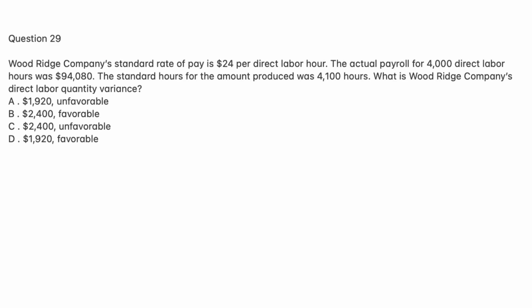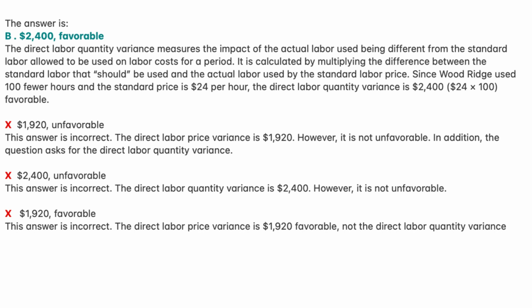Question 29. Woodridge Company's standard rate of pay is $24 per direct labor hour. The actual payroll for 4,000 direct labor hours was $94,080. The standard hours for the amount produced was 4,100 hours. What is Woodridge Company's direct labor quantity variance? A. $1,920, unfavorable. B. $2,400, favorable. C. $2,400, unfavorable. D. $1,920, favorable. The answer is B.